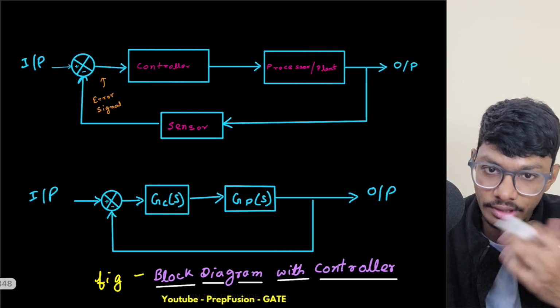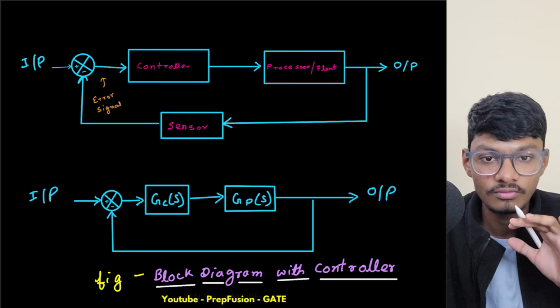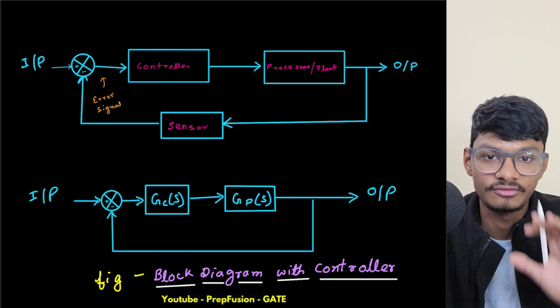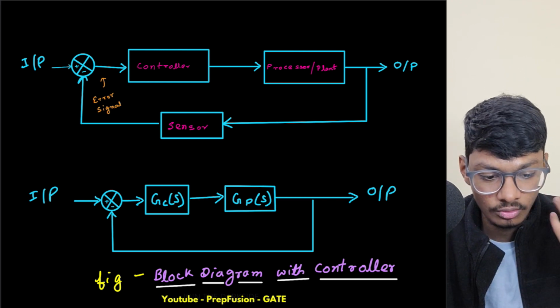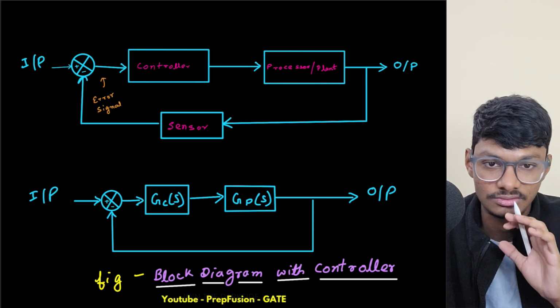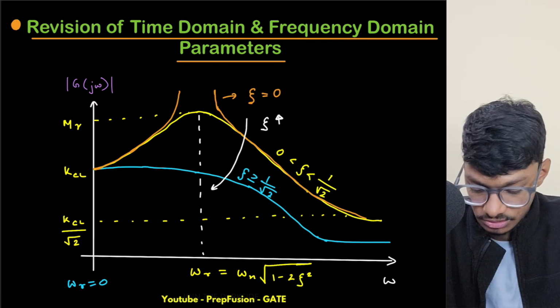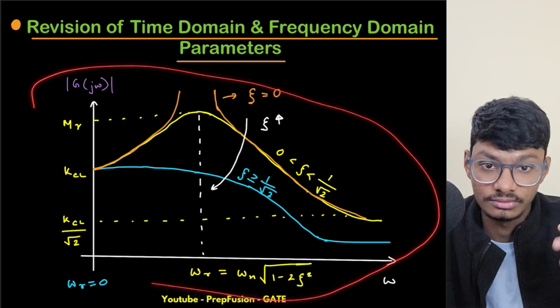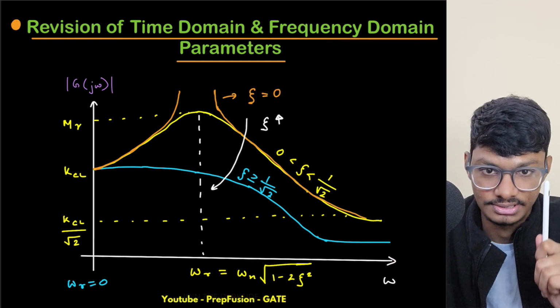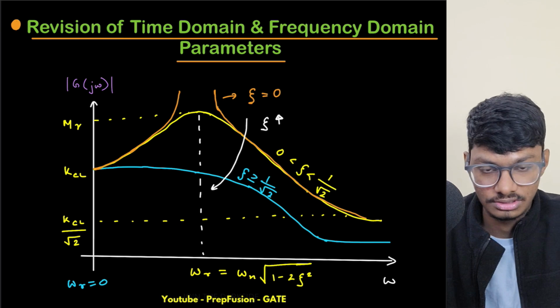But before going into much depth in the controller, I want to give you a quick revision of the time domain parameters and the frequency domain parameters, because without those, understanding this controller part and compensator part is just worthless. So let's do a quick revision. If you recall this graph, what is this graph? This graph is from the frequency response analysis, the first chapter, the frequency response of a standard second order system.